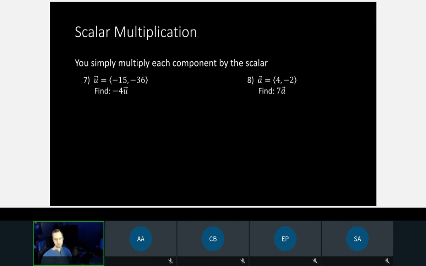All right, first one on this page. What did all of you get? 60, comma 144. All right, you're all probably right. Let's take a look. Here's the setup. Yep, I agree. 60, comma 144.